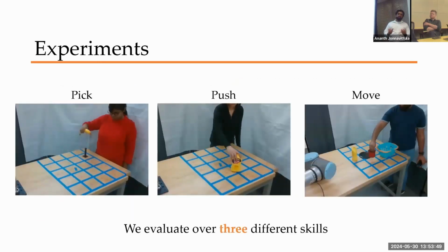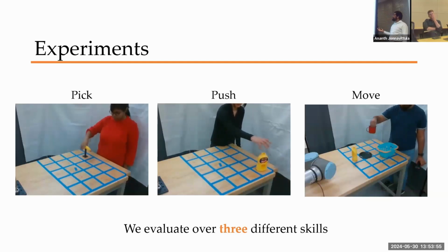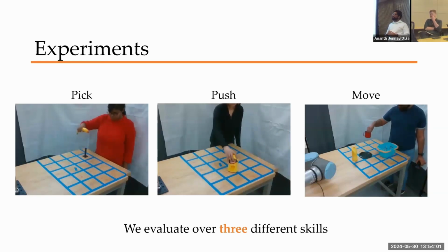All right, so now we tried this in the real world. We wanted to see if it would work with some real world scenarios. So here we tried 3 different scenarios. We wanted to pick up some objects, push some objects, and then move. So these are usually considered to be standard space for manipulation tasks.